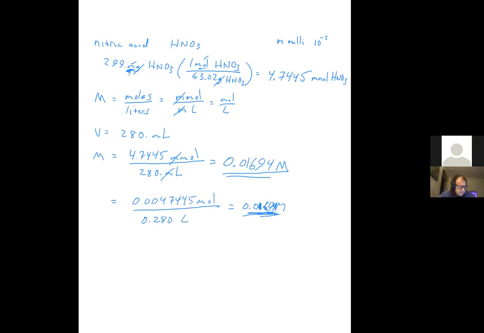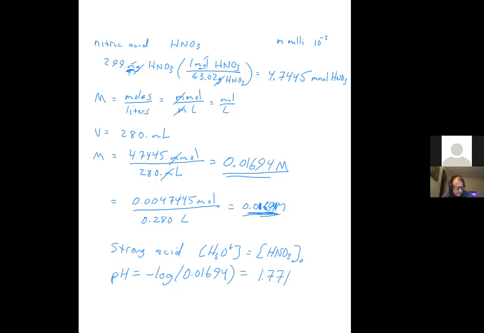Now we want to find the pH, right? So we have a concentration 0.01694. Let's find the pH of that solution. Well, it's a strong acid. So that means the concentration of hydronium is the same as the initial concentration of the acid. So there we go. We have the concentration. So the pH is just going to be the negative log of 0.01694. Okay. So if you take the negative log of that, you get 1.771. Well, actually, they said 3 significant digits. So I guess 1.771 would be the answer. I think they really mean 1.77, but who knows? Okay, one or the other.